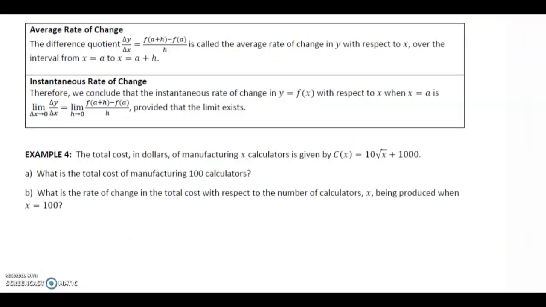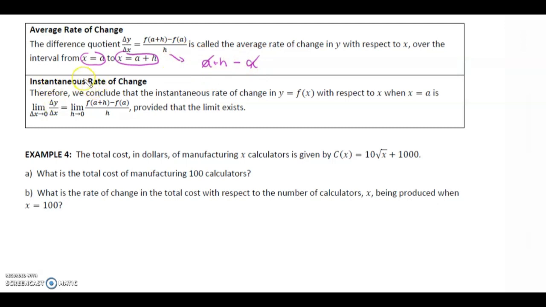So let's highlight the difference between the average rate of change and the instantaneous rate of change. Okay, so the difference quotient, delta y over delta x equals f at a plus h minus f at a all over h, is called the average rate of change in y with respect to x over the interval from x equals a to x equals a plus h. Okay, just don't forget in the denominator that would have been a plus h minus a, right? Which is h.